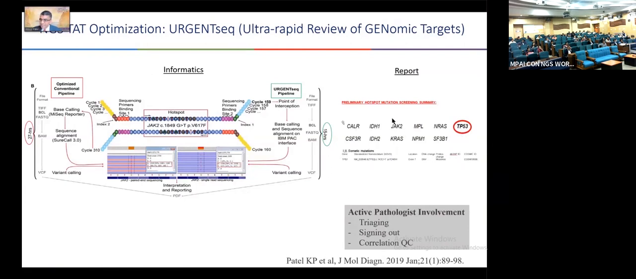By providing a rapid turnaround, we can typically turn this around within 48 to 72 hours. This is an active process. It requires active pathologist involvement, but we are able to make significant contribution to patient care by being able to develop this innovation.